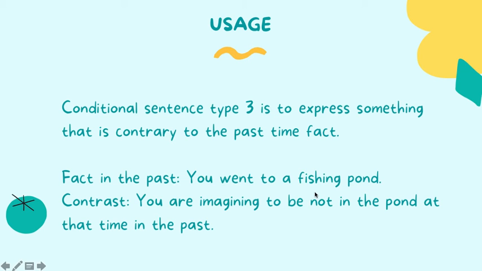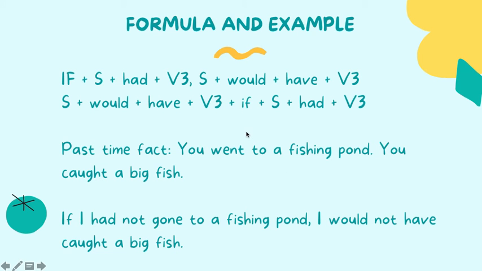Let's see the formula. The formula is actually the same. Begin with if, or maybe if in the middle of the sentence, but this one is using a combination between had and verb 3, or past participle, and then followed by would have verb 3. Or alternately, if you put if in the middle, it would be subject would have and verb 3, and then followed by if and subject had verb 3.